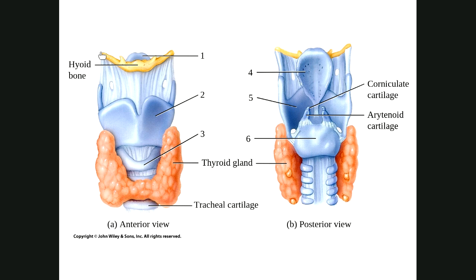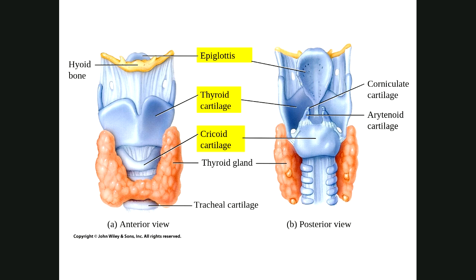So here you see the hyoid bone, and beneath is the thyroid gland right here. And then we said 2 of each. So here on the back, it looks like a piece of corn. That's how I remembered it. So corniculate cartilage, piece of corn. Then arytenoid cartilage is beneath. And the tracheal cartilage doesn't go all the way around. It forms like a C-shaped ring.